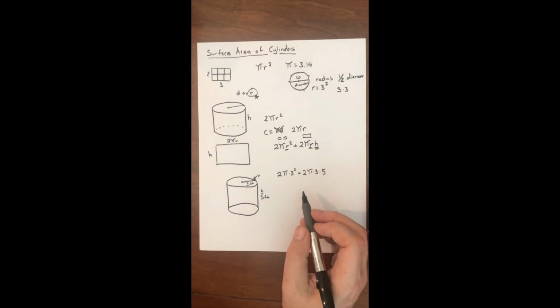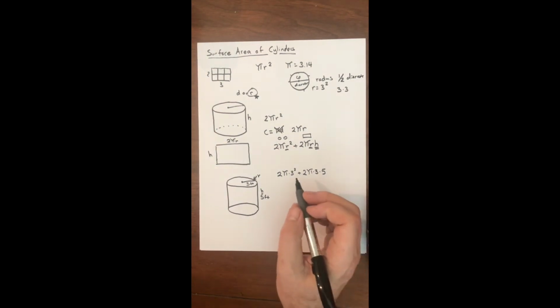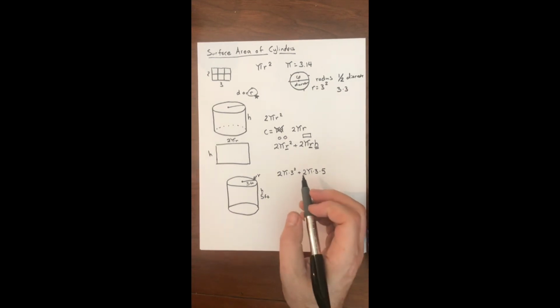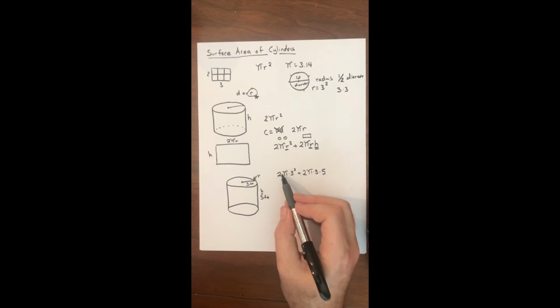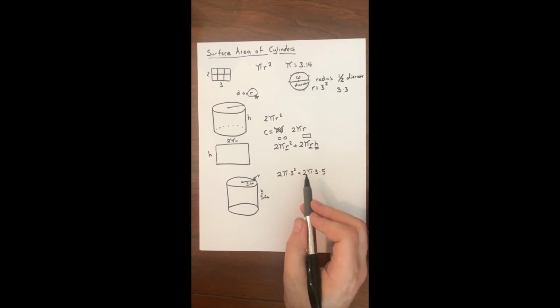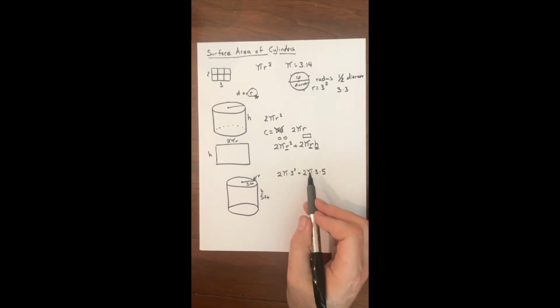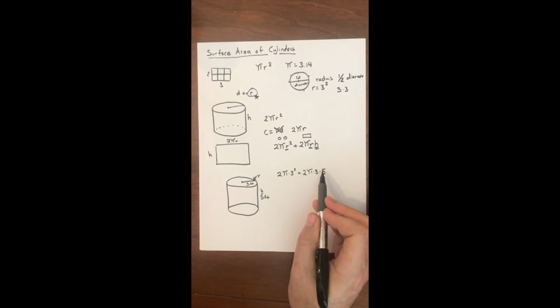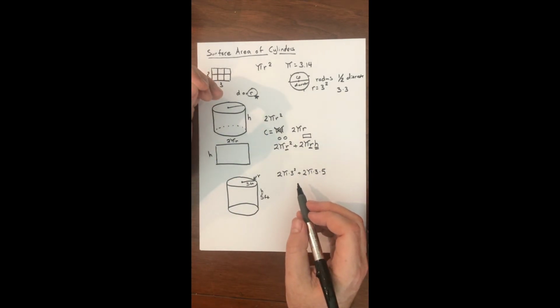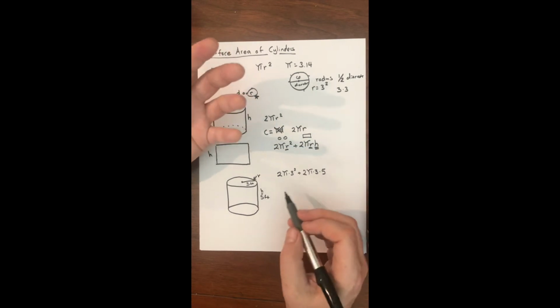Now this still looks like a mess. You can put this directly into a calculator if you have one that you trust putting all this stuff into. You can do 2 times 3.14 times 3 squared, or you could put 9, plus 2 times 3.14 times 3 times 5. Now, I personally like to work it out a little bit farther so that I have kind of an idea of what the answer is going to be.